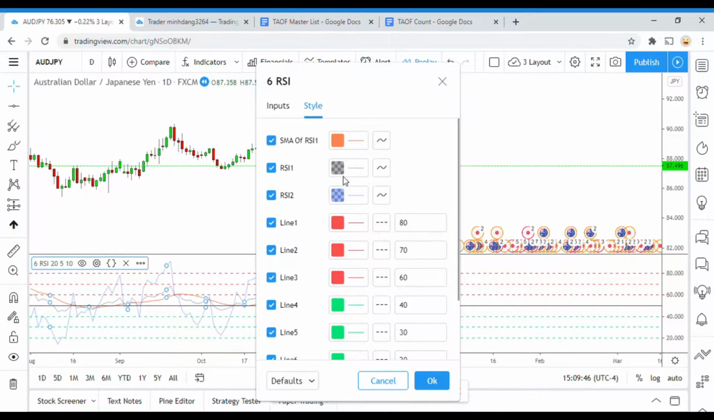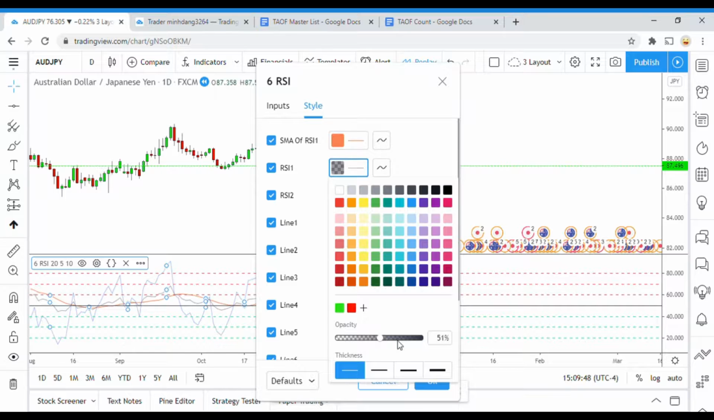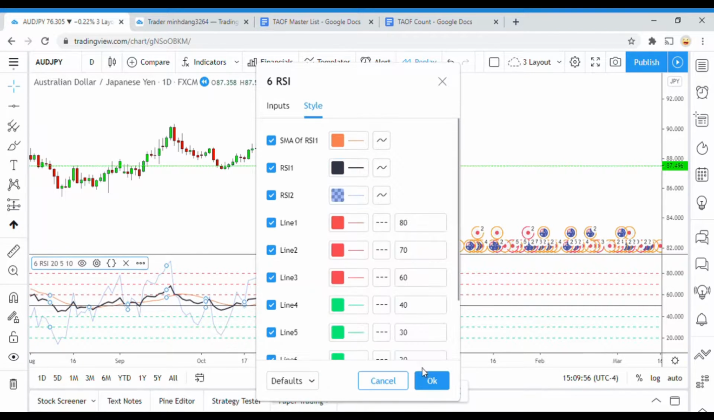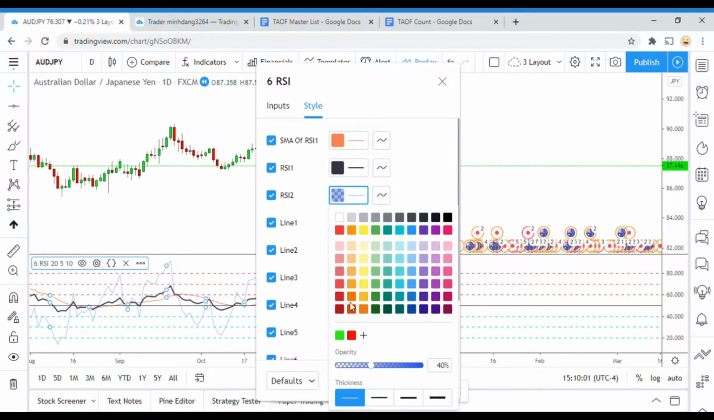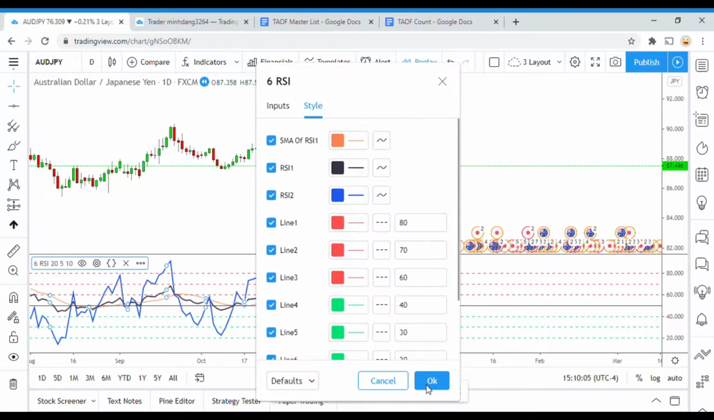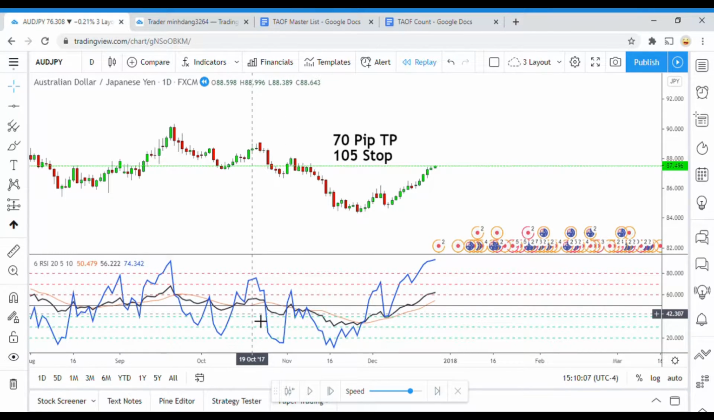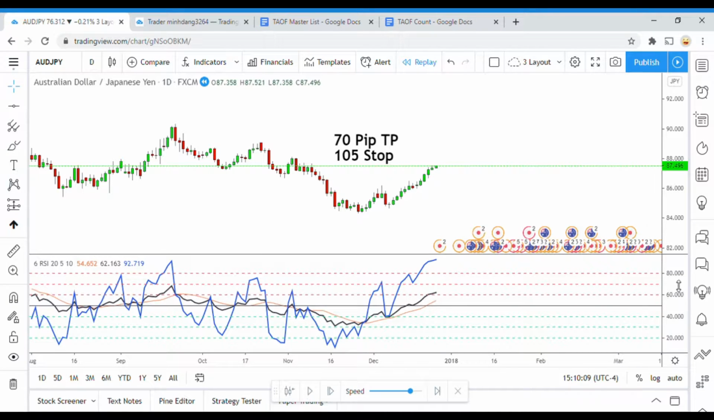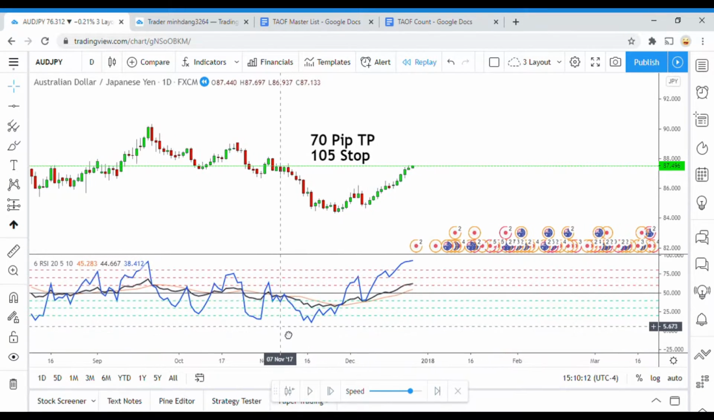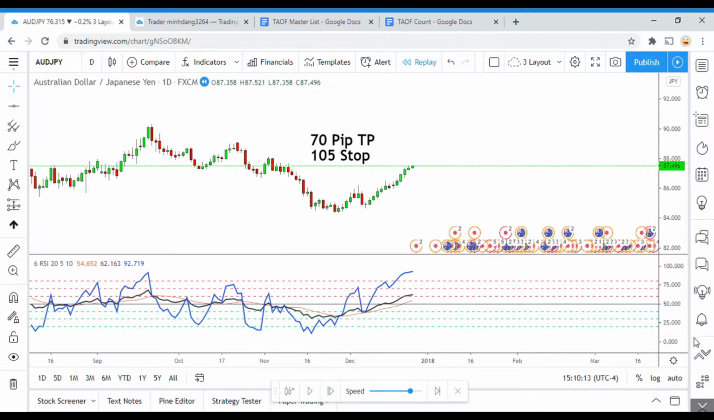The first thing I'm going to do is go in here and bump up a few of the lines, get them a little bit more visible for us to see. All right, there we go.